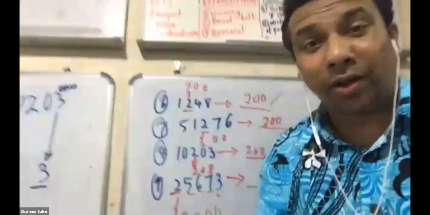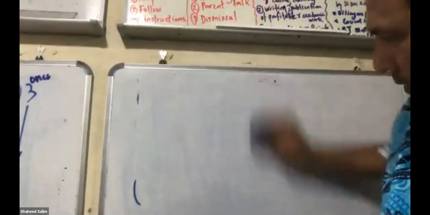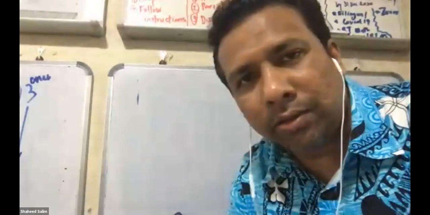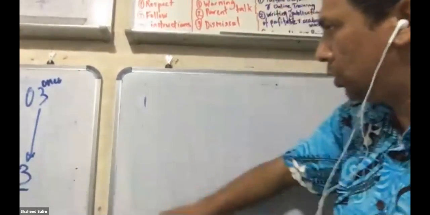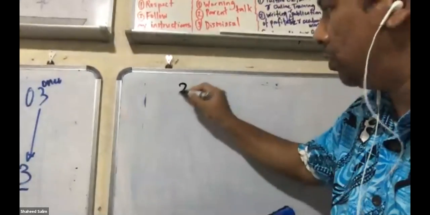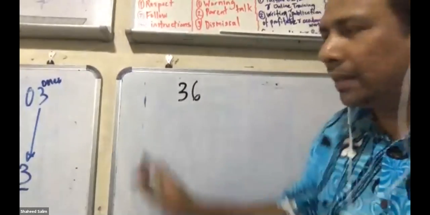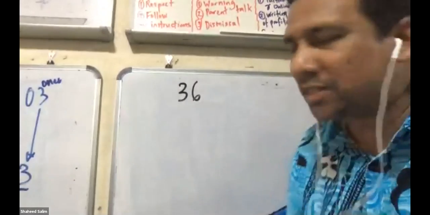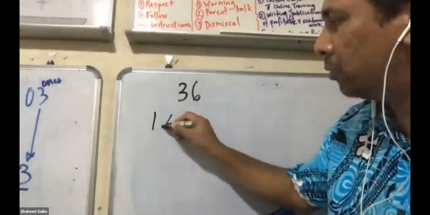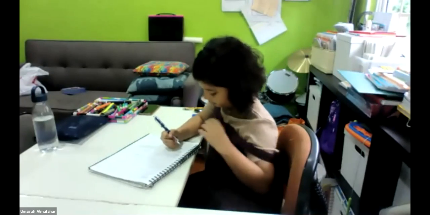So now we're going to go for factors. Why is it you need to know your timetable? If you do not know your timetable, your processing will be very slow. So now, you write down 36. Can you write in your notebook? What numbers can be multiplied together to get 36? We start with the number 1. 1 times what equals 36? 1 times 36. Good.